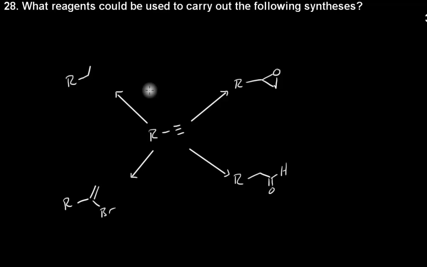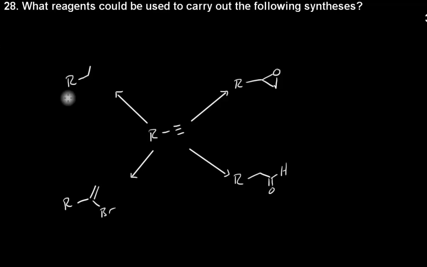Okay, so question 28. What reagents could be used to carry out the following syntheses? So all of these are starting out with an alkyne, and you're basically changing this alkyne in as many different ways as you possibly can. I'm going to go through four of the different subvariations here, and you can do the others on your own, but I'll just get you going in the right direction.